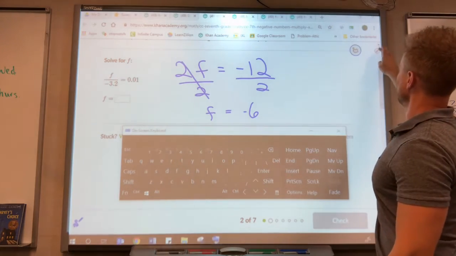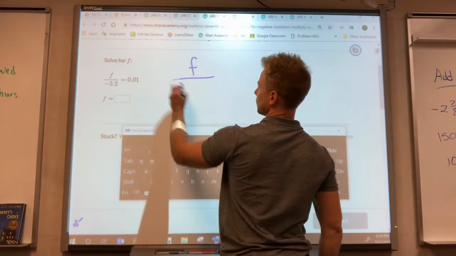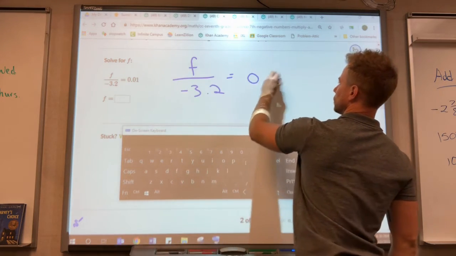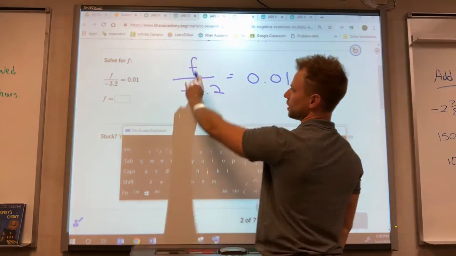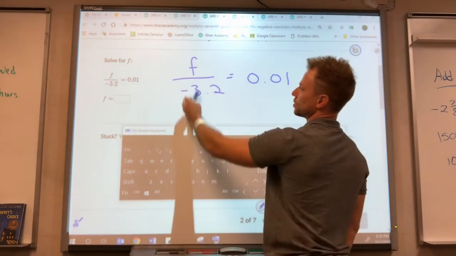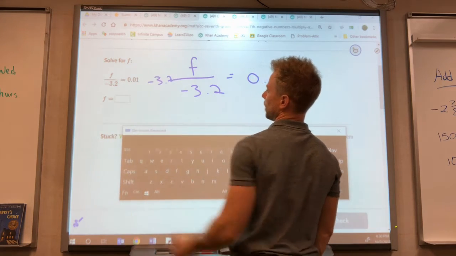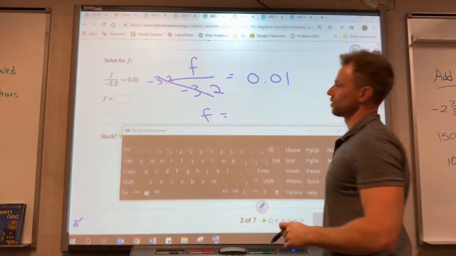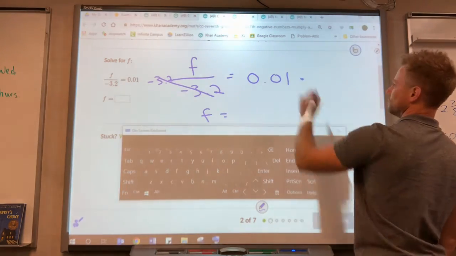And again, we're solving for f. This time we have f divided by -3.2 equals 0.01. So to undo this, to get f by itself, we have to do the opposite of dividing, which is multiplying. So we're going to multiply by -3.2. That equals positive 1 and leaves us just with f.